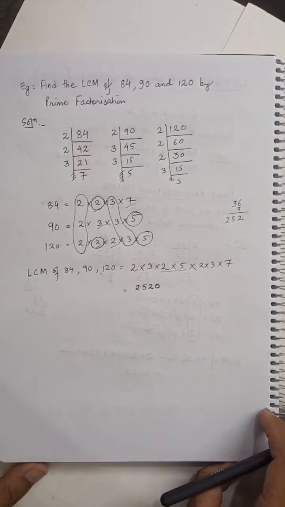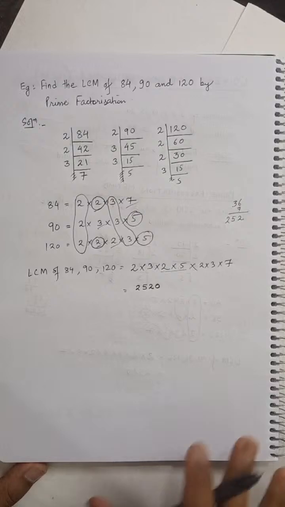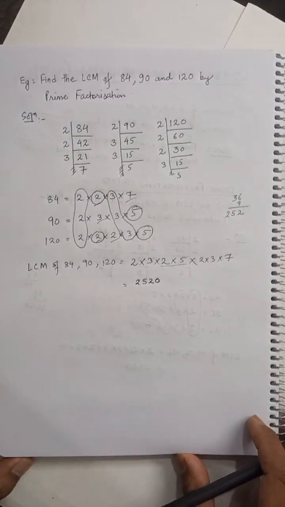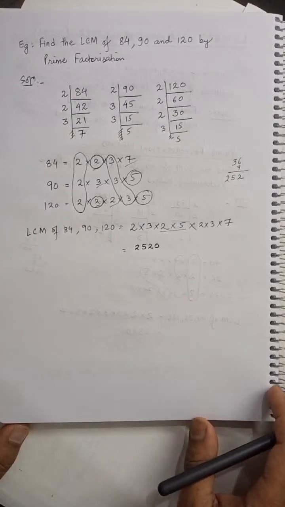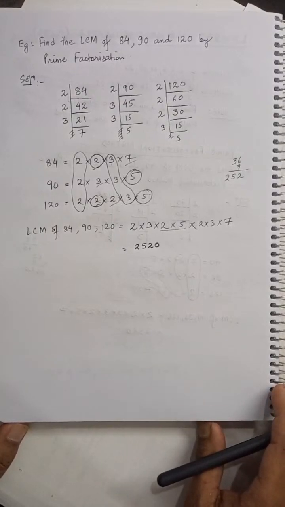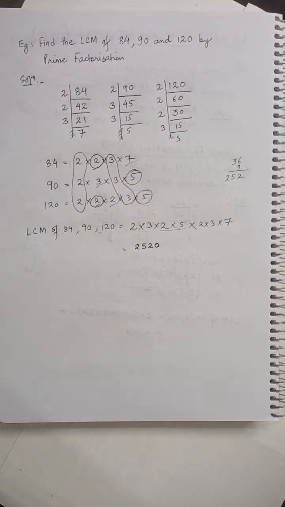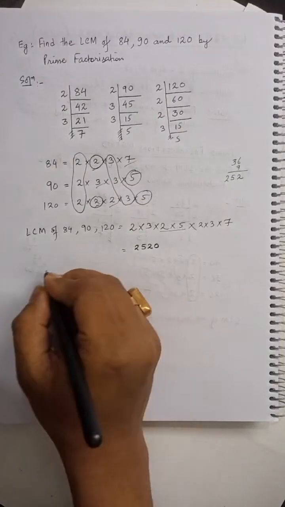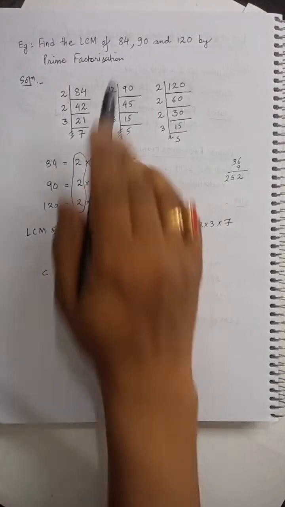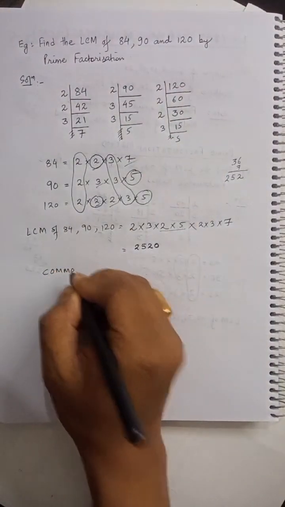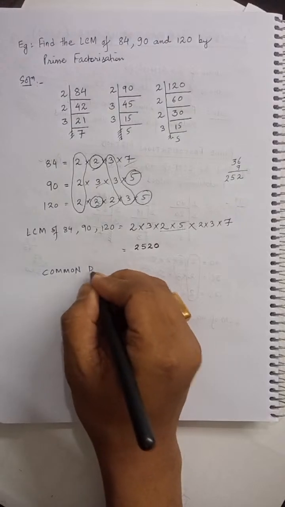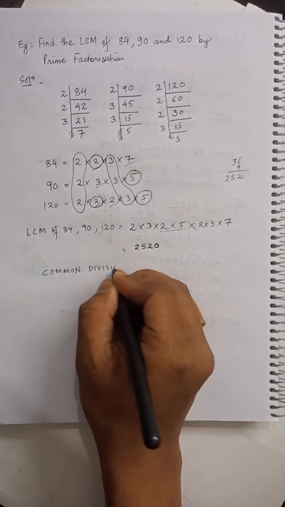So this is known as common division method. So just like in HCF we learned continued division, so here in the LCM part we have common division method. So let me write the heading. I will show this with the same set of example. Okay, common division method.